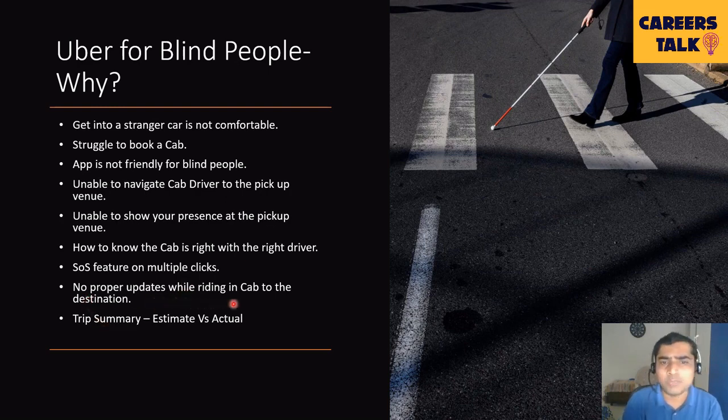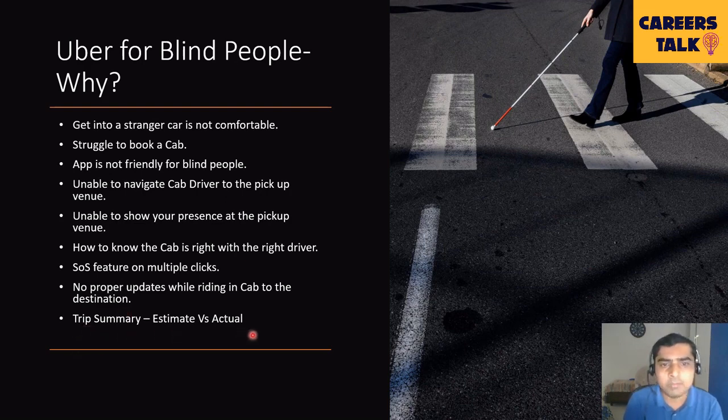No proper updates while riding in the cab to the destination. So here we are talking about, for me, if I'm in a cab, I can keep checking my app and see how much time I'll take to reach the destination, and whether I am going on the correct route or not. That all comes in my app, which shows me the complete map. But for a blind person, how will that person know? So there is no proper update for him or her.